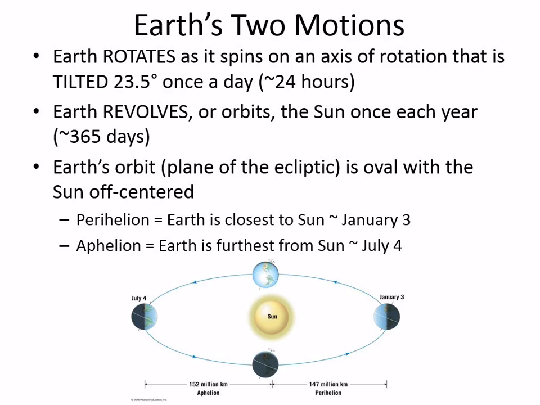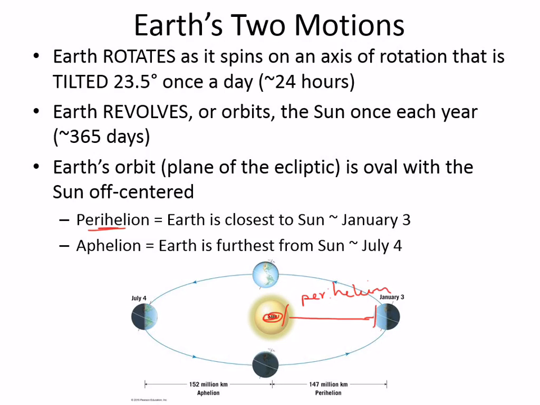So as the Earth orbits the sun, it's kind of off center. Actually, the sun is a little bit off center. Here we are a little bit closer. The Earth is a little bit closer to the sun, and we call this perihelion.